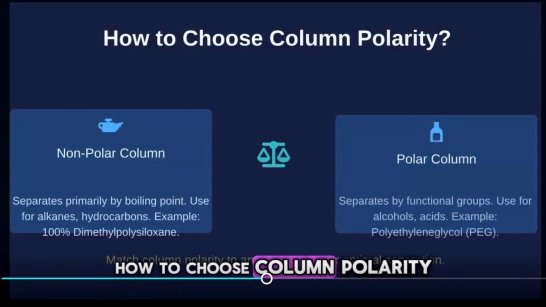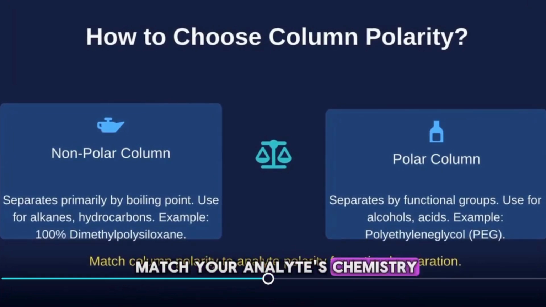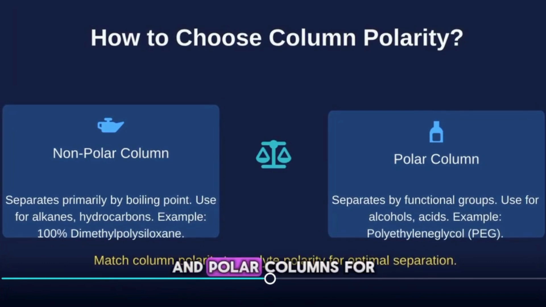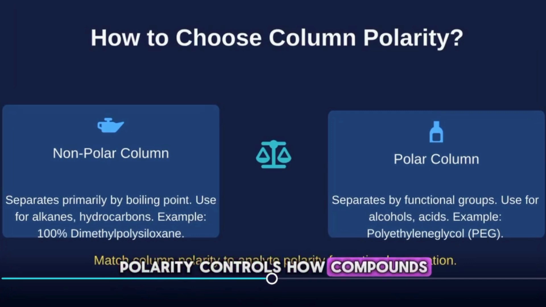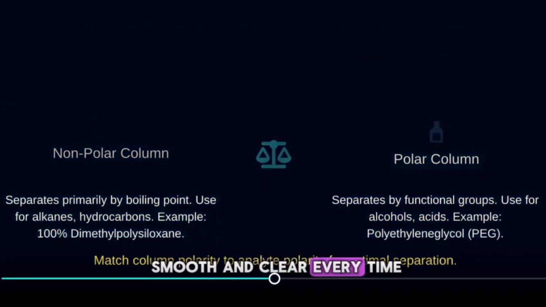How to choose column polarity. Column polarity must always match your analyte's chemistry. Use nonpolar columns for hydrocarbons and polar columns for alcohols or acids. Polarity controls how compounds interact with the stationary phase. Get it right, and your separation will be smooth and clear every time.